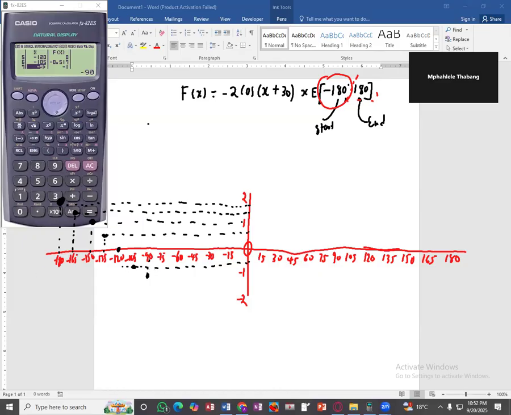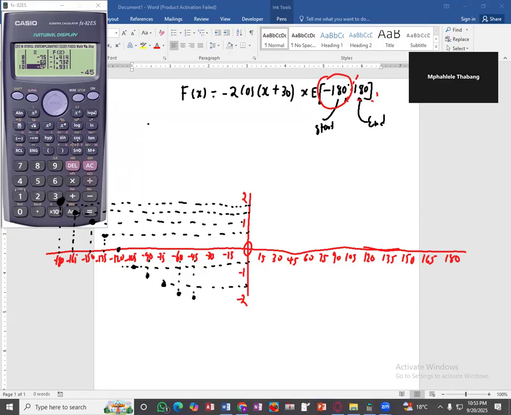It's just a matter of matching your coordinates. Minus 75 and minus 1.4. Minus 60 and minus 1.7. Minus 45 and minus 1.9, which is very close to negative 2.